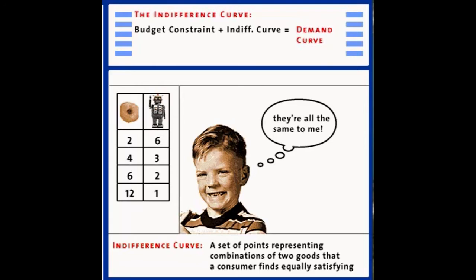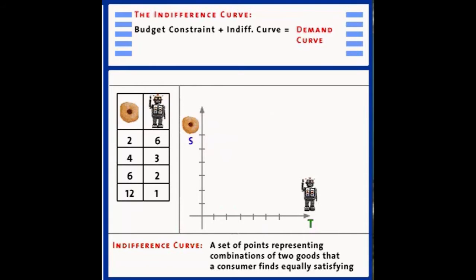Now let's take the information from the table and represent it in the picture. So we'll start with the combination of 2 toys and 6 snacks, and that will be represented with this red dot right here. Next, we find the combination of 4 toys and 3 snacks equally satisfying, so we can put that point right here. Then 6 toys and 2 snacks gives us this point, and finally 12 toys and 1 snack gives us this point. All of these points represent combinations of snacks and toys. And all of these points, according to Chris's report, provide him with an equal amount of satisfaction.